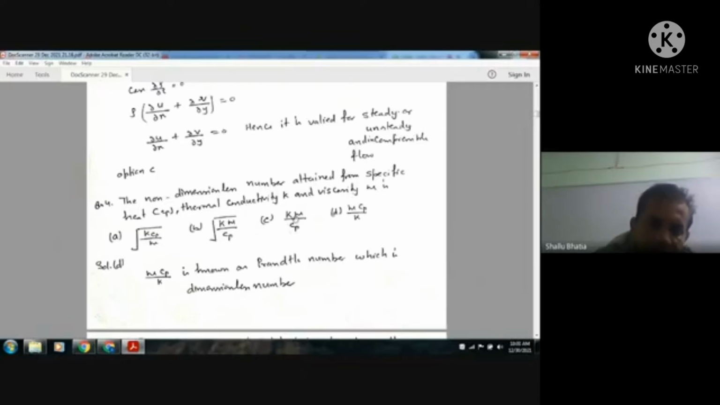Or either you can check with the units, but it will be a lengthy process because all the numbers, Reynolds number, Prandtl number, Stanton number are dimensionless. So you have to remember Prandtl number. Okay, so this is mu Cp by K, your dimensionless number, the Prandtl number. You have to remember all these numbers, and these are dimensionless.